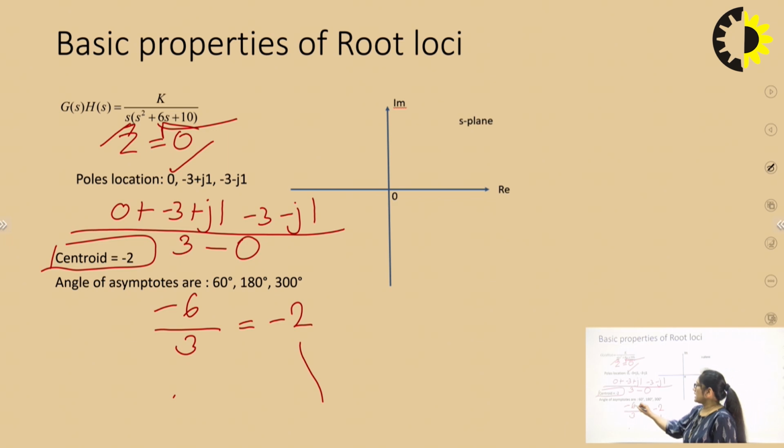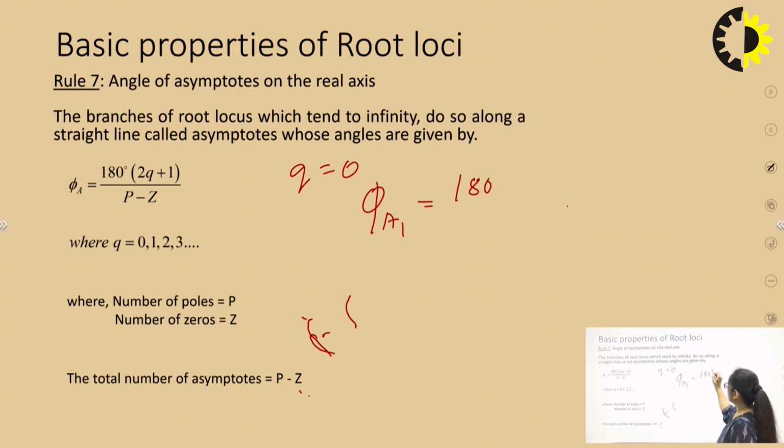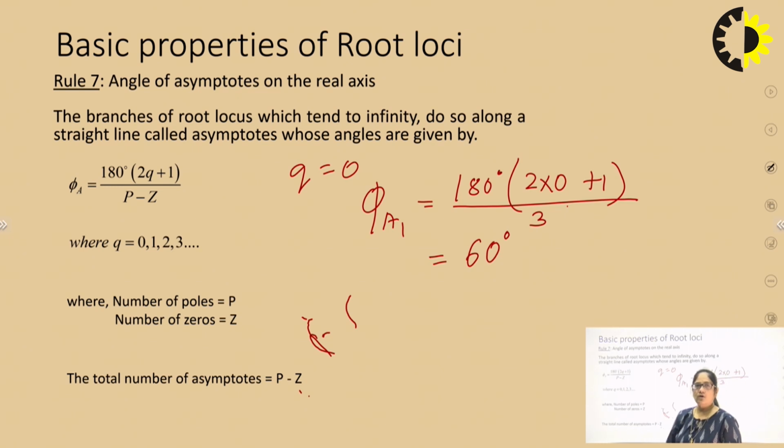And what are the angles of asymptotes? That is decided by this formula. Phi A is equal to 180 degree into 2q plus 1 upon P minus Z. So taking q is equal to 0, we get the first angle as 180 degree, 2 into 0 plus 1 upon 3. So this comes out to be 60 degree. That means one of the angles of asymptote is 60 degree.